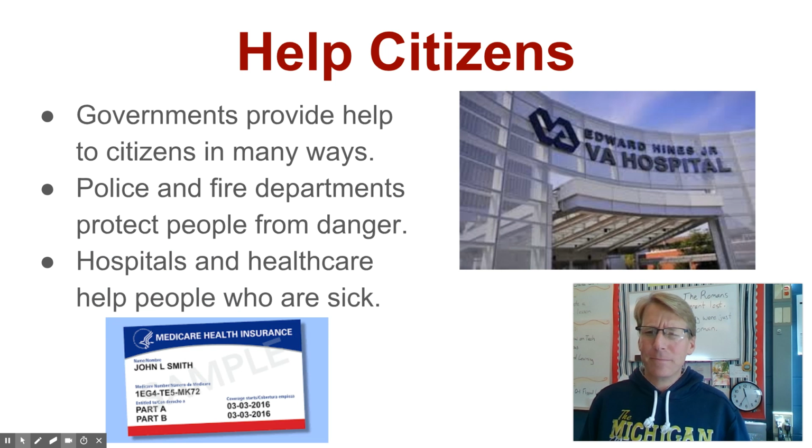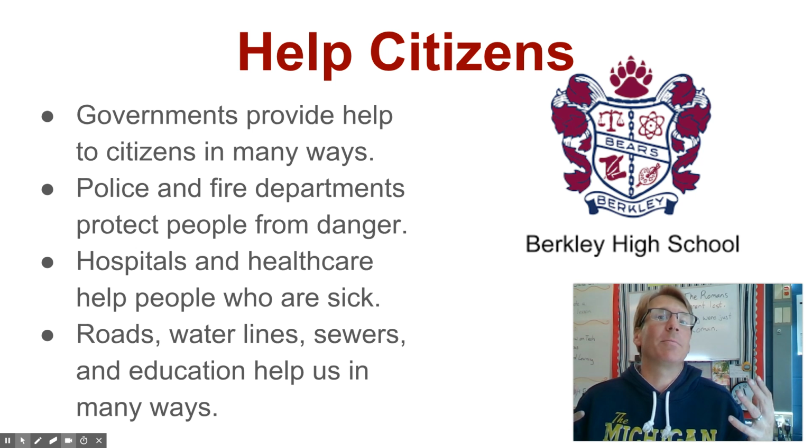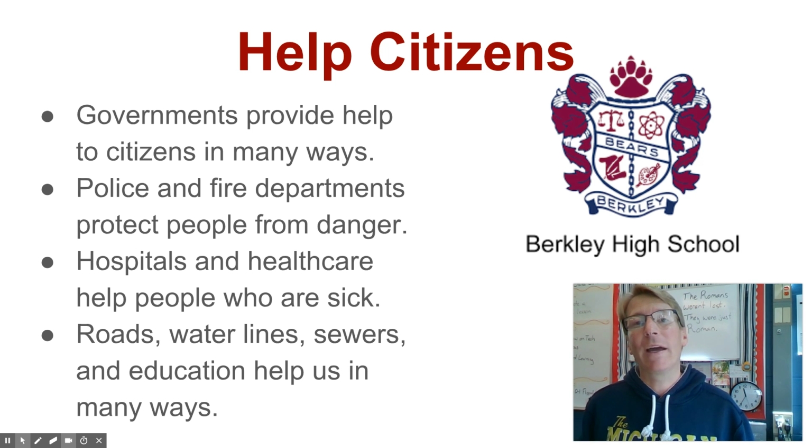But additionally, we also have hospitals such as the VA hospitals, the Veteran Affairs hospitals, and healthcare such as Medicare that can help people who are sick and injured. Additionally, our government provides us with roads, water lines, sewers, education, a number of other things that exist to make our lives better and to help us live our daily lives in the most effective way. And these are all roles of our government.